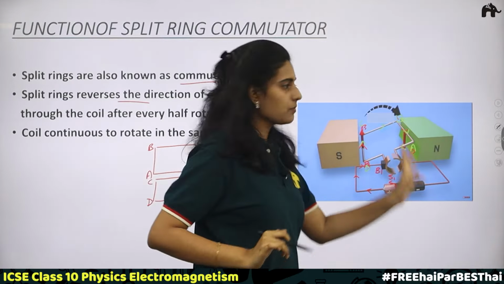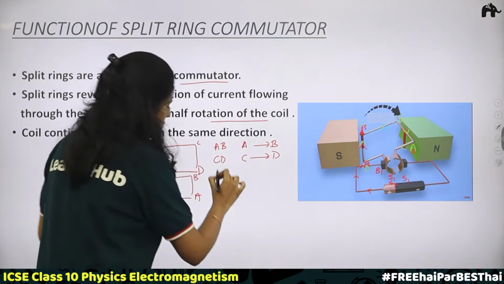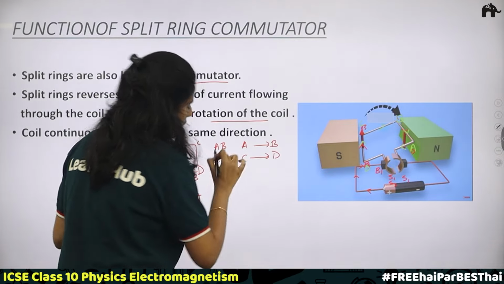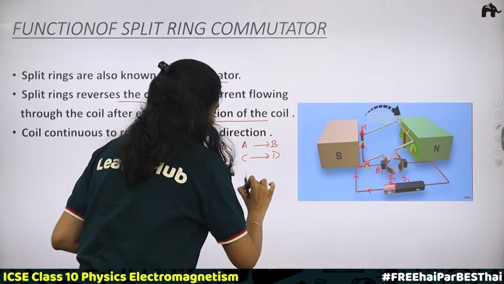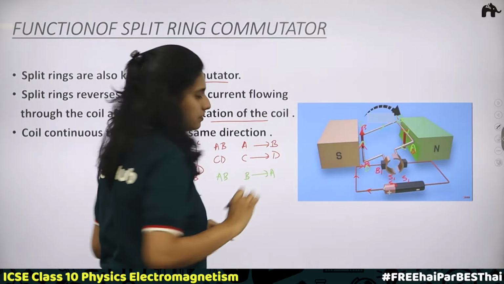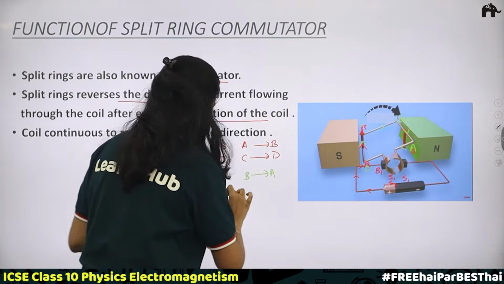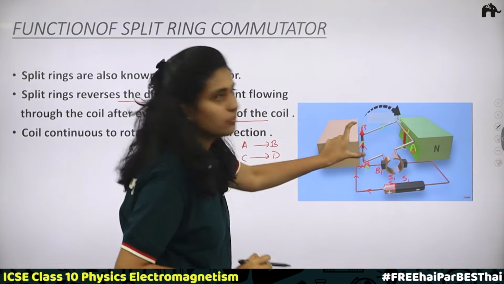You can see this, right? Here, when you take the AB part of the coil, here you have the AB part of the coil. Now the current is flowing from B to A. When you take the CD part of the coil, this is the CD part of the coil.